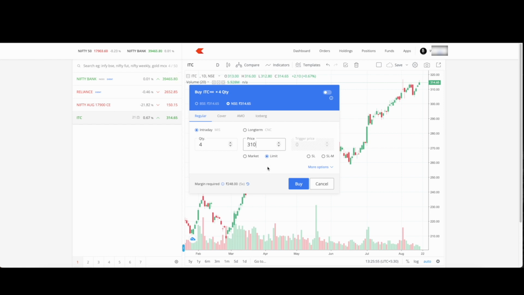Now let us see what will happen if we choose the price and click on buy. Here you can see the order is placed. Now if you go here to order books, you get to see that the status of this trade is still open. This means ITC stock has not come to us. Only when the price comes to 310 rupees, our entry will get triggered.